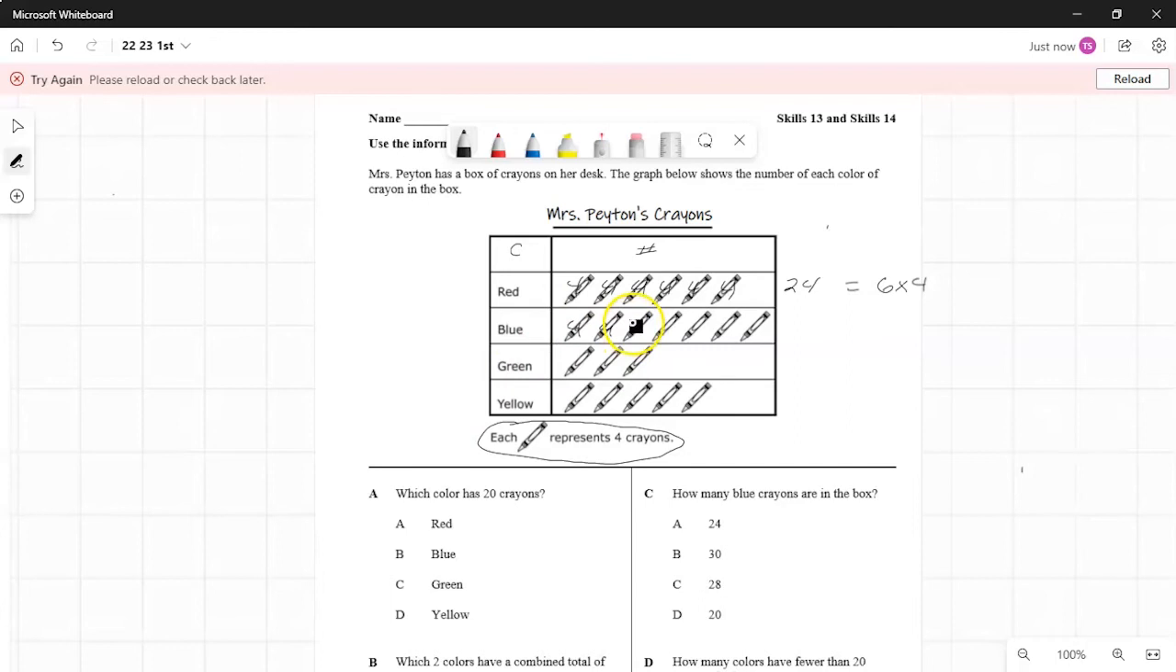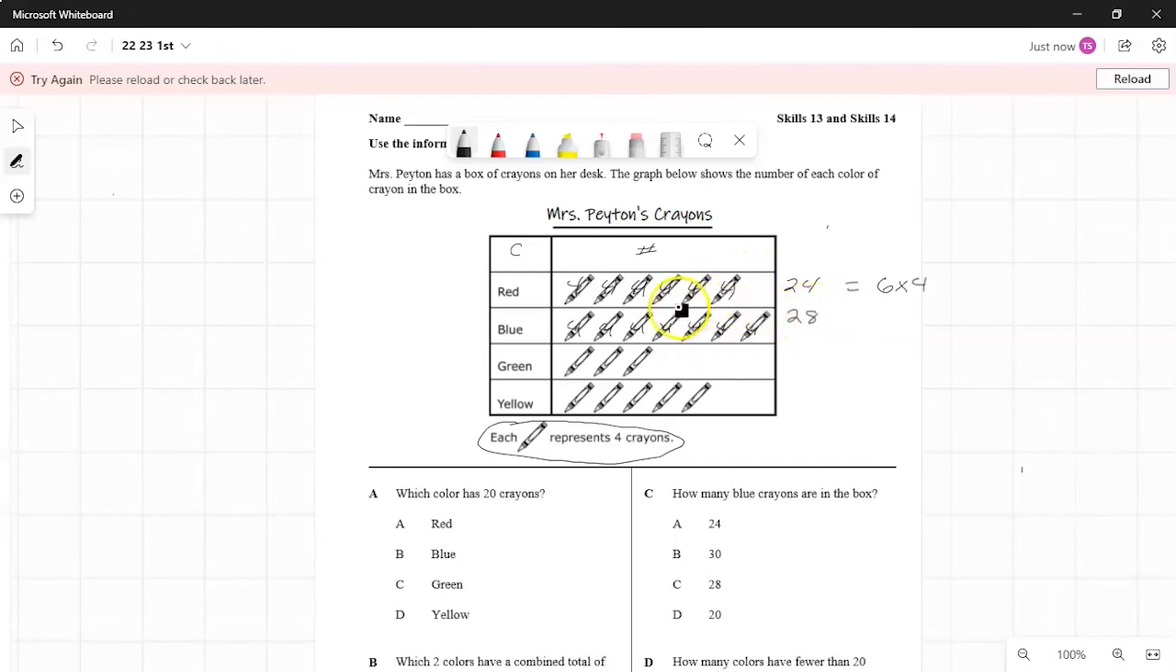So I put a 4 on each one of these. So that's 4 plus 4 is 8. 8 plus 4 is 12. 12 plus 4 is 16. 16 plus 4 is 20. 20 plus 4 is 24. And 24 plus 4 is 28. So there are 28 blue crayons.